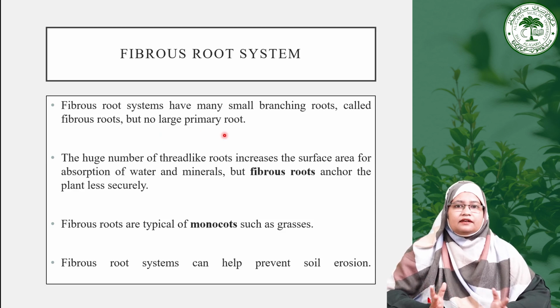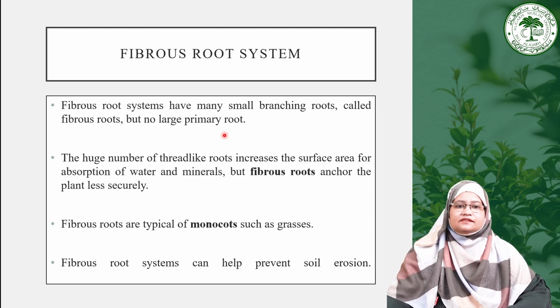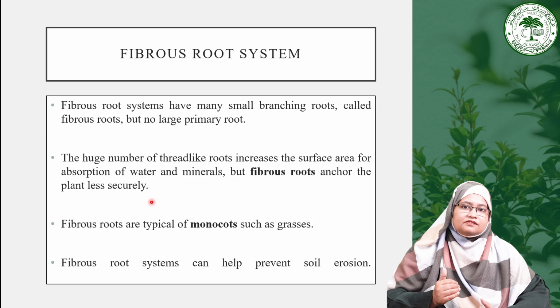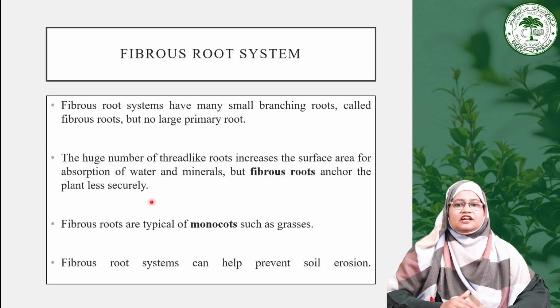There is a dense network of roots present from the lower side of the stem. There is a huge number of thread-like roots that increases the surface area for the absorption of minerals. But the fibrous roots also anchor the plant less securely, because they do not have deep penetration. That is why there is less security.